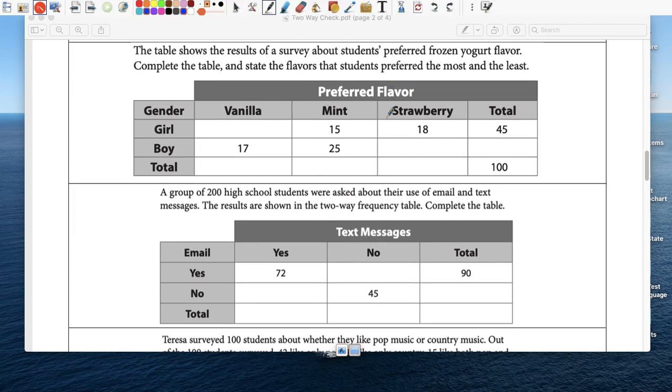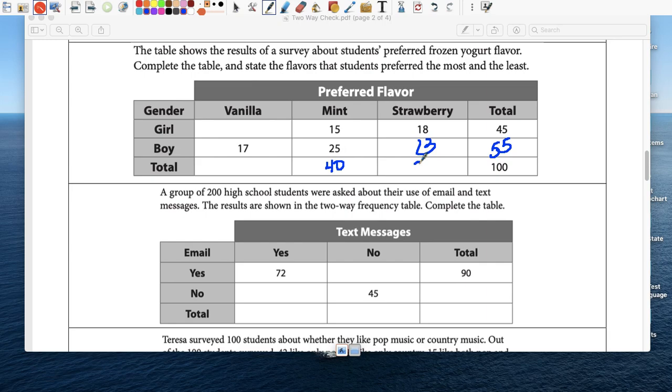So let me just speed up a little bit. 25 and 15 is 40, so we can use these two and find that. 45 plus something is 100, so we can figure out that that's 55. Where can I go now? Well, I'm going to go across. 17 plus 25 plus something equals 55. So that's going to be 13 over here, right? 17 plus 25 plus 13 is 55. And now I can go up and down.